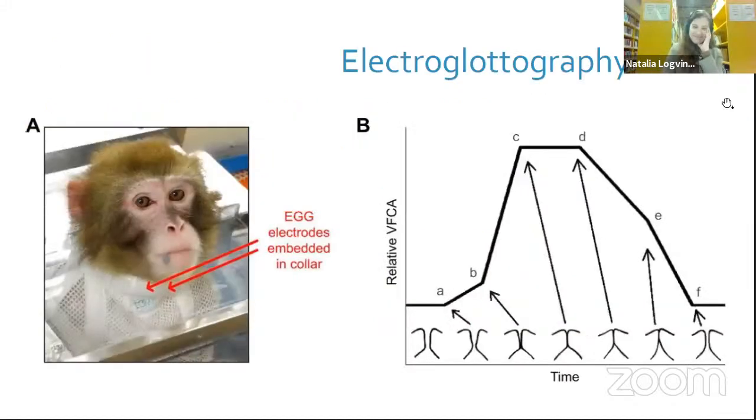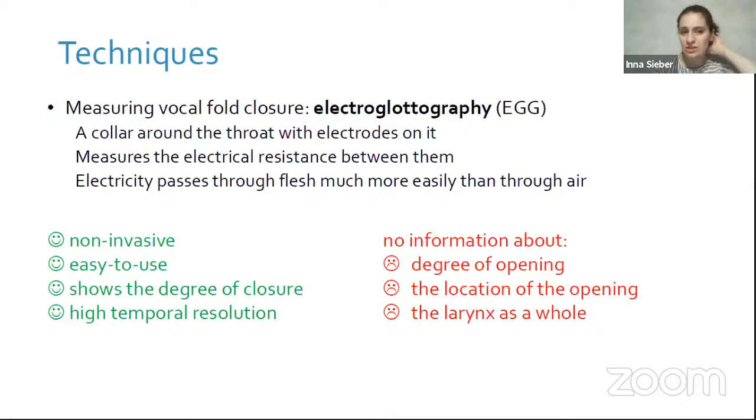The next thing is called electroglottography. Here you can see this little monkey with a collar on its neck, and electrodes are embedded in this collar. The collar can measure the electrical resistance between electrodes. When the glottis is closed, electricity passes through the larynx much more easily. And when the glottis is open and air comes free, when the airstream goes through the open glottis, the electricity can't pass easily and the resistance is higher.